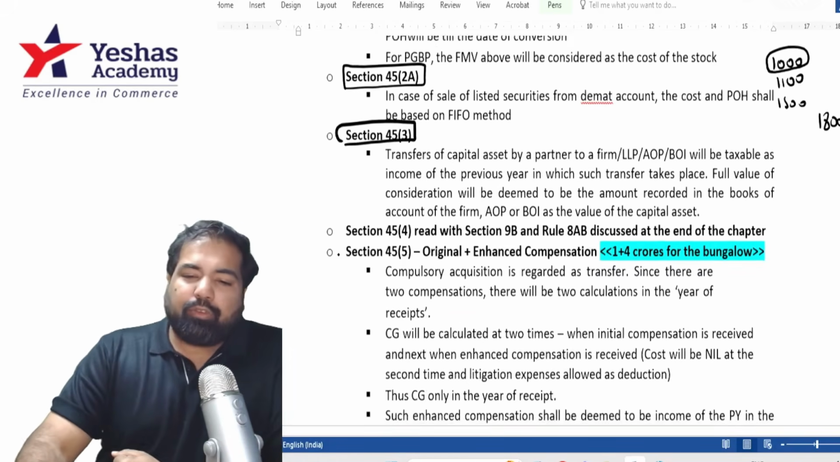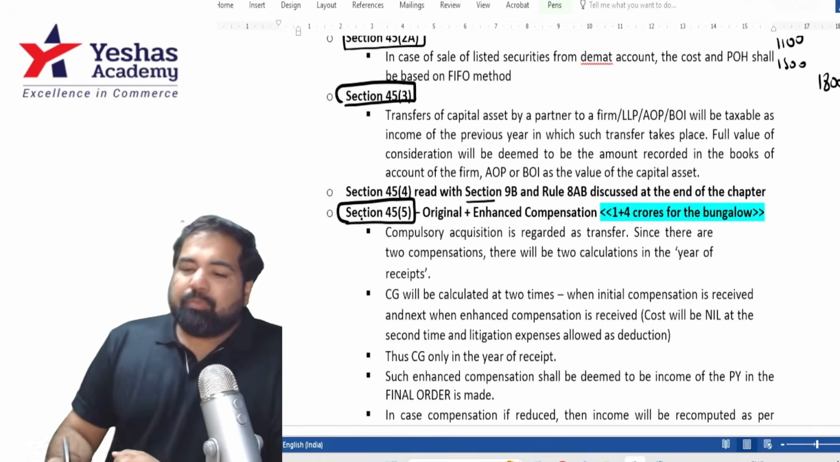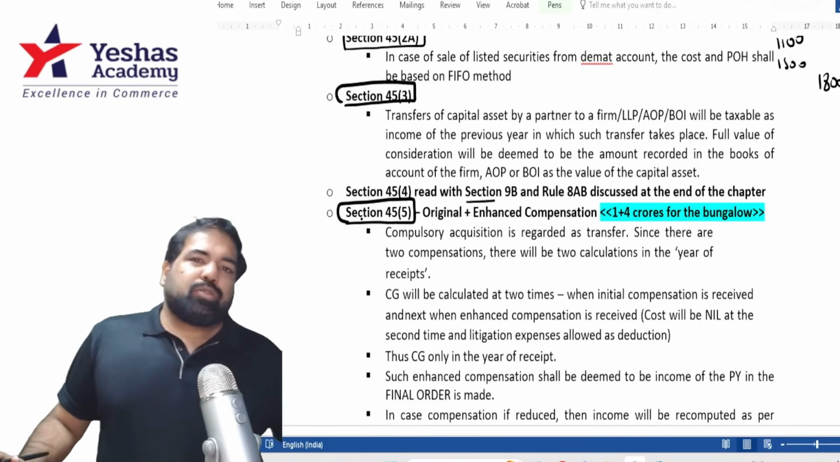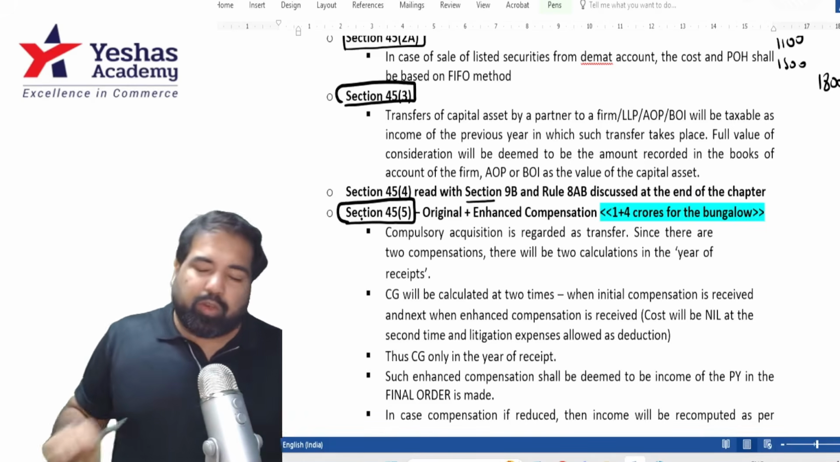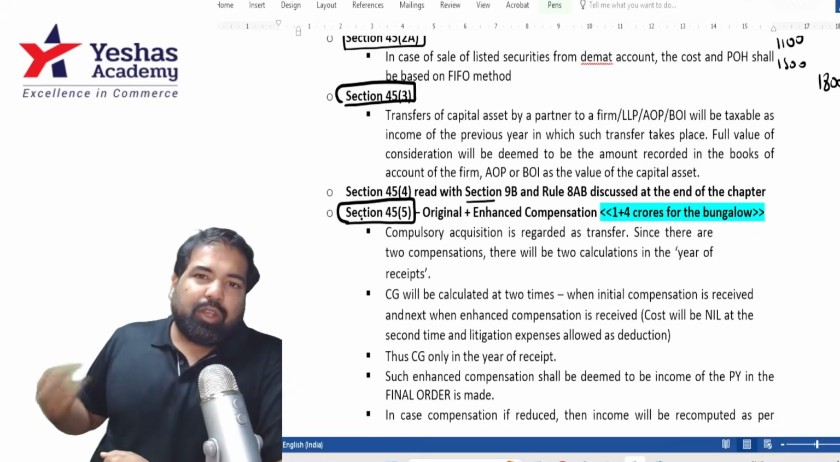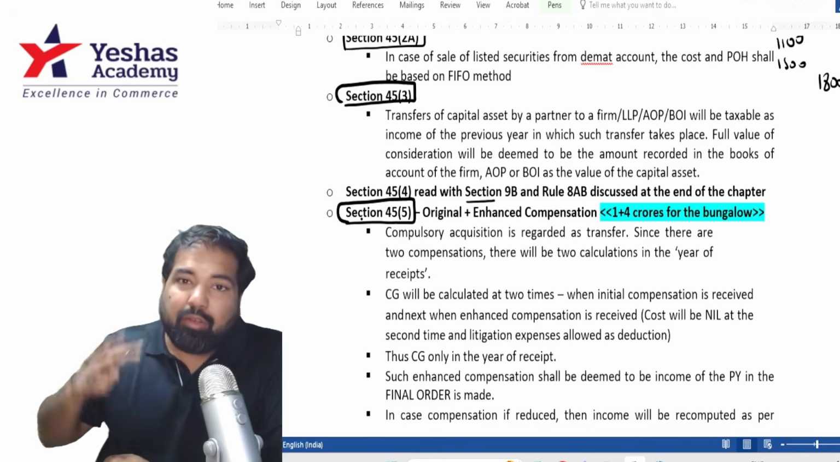Section 45(4) and 49, section 9B have been discussed ahead, guys. Let's talk about section 45(5). Guys, this is basically compulsory acquisition. I have a house, the government wants to buy that house, so the government wants to pay me 4 crores for it, but I want 5 crore. So the government pays me 4 crore rupees. That's called initial compensation. I minus my cost and the resultant amount is capital gain. It will be taxed when I receive the money of 4 crore.